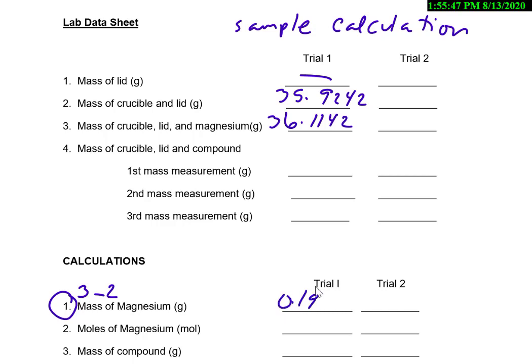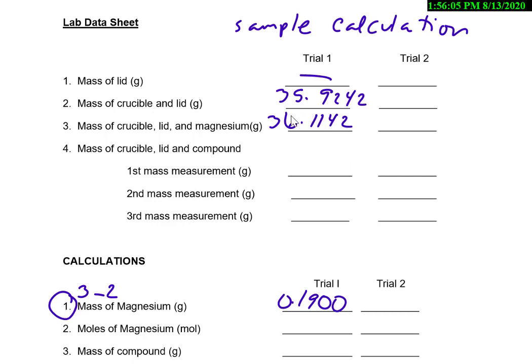grams of magnesium. But careful with the sig figs again, because if we're subtracting, we've got 4 decimal places. Not 4 sig figs, 4 decimal places. That means we need to keep 4 decimal places. So we've got to make sure we keep those zeros.